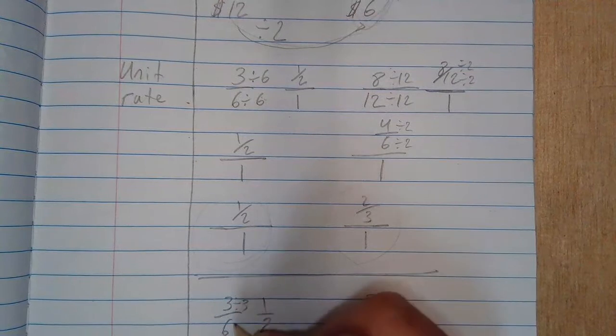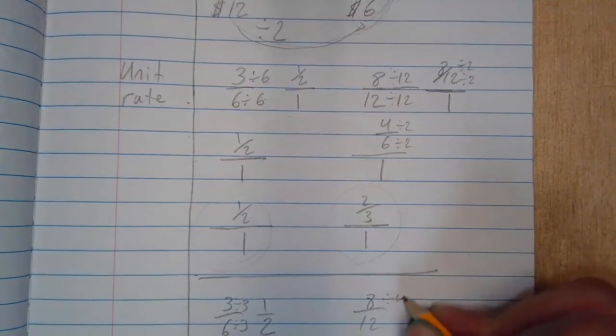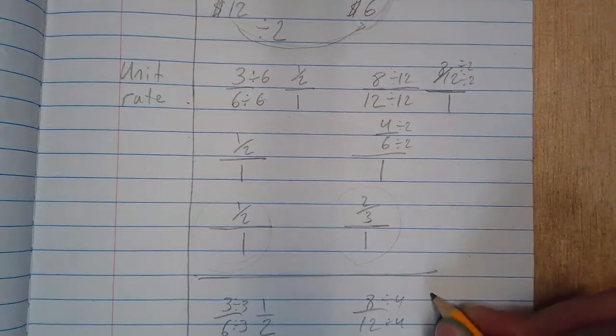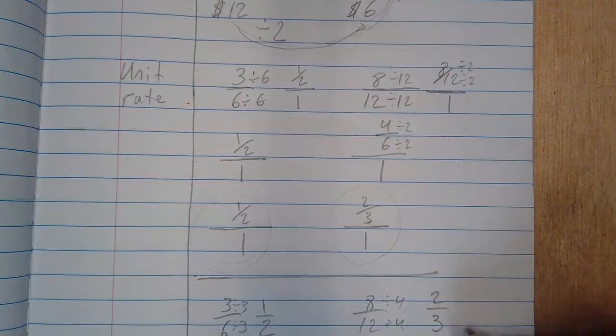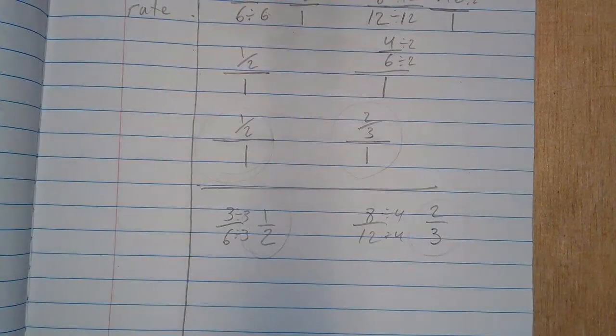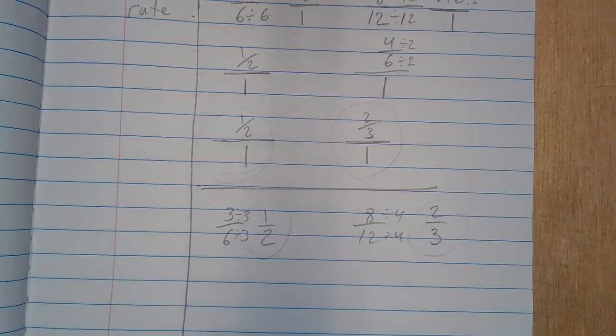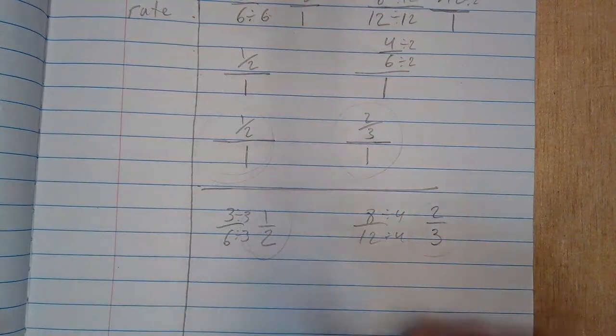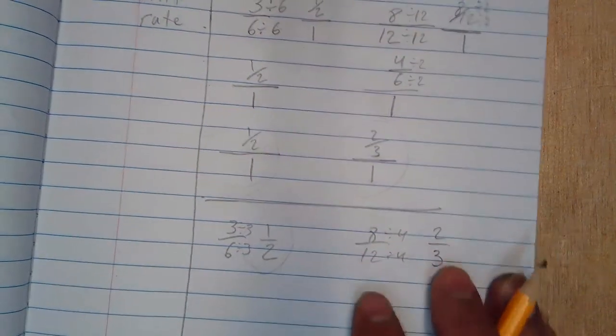Divide by 3, divide by 3, divide by 4, divide by 4. We have 2/3. They're not equivalent fractions. These are not equivalent fractions. Okay, so you have a third option, I guess, when you write your answer. So you choose whatever works best for you.